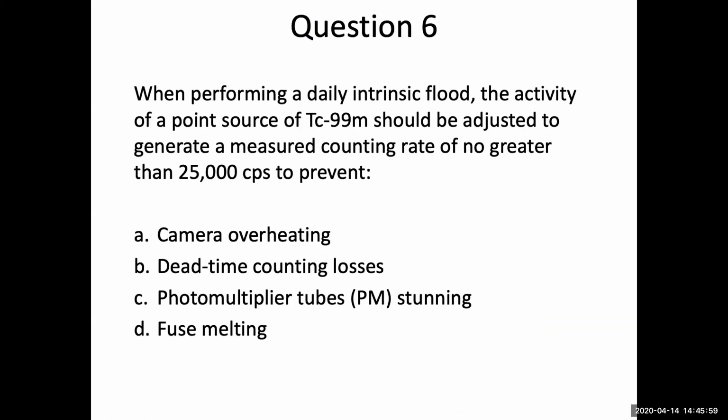I ask a question about that. When performing a daily intrinsic flood, every day in the morning, the technologists or physicists come and do the intrinsic flood, exposing the camera to the point source. The activity of a point source of technetium-99m should be adjusted to generate a measured counting rate of no greater than 25,000 counts per second to prevent what? We don't need high count for what? Great, all B. And this is the correct answer, actually. Excellent, thank you.